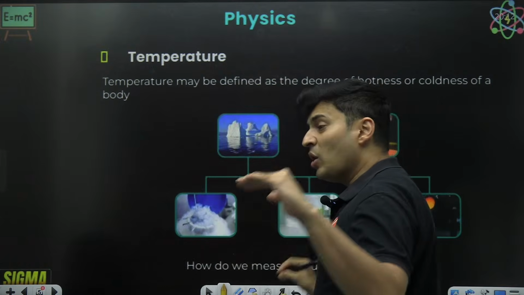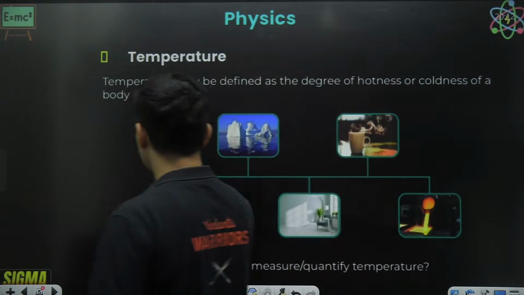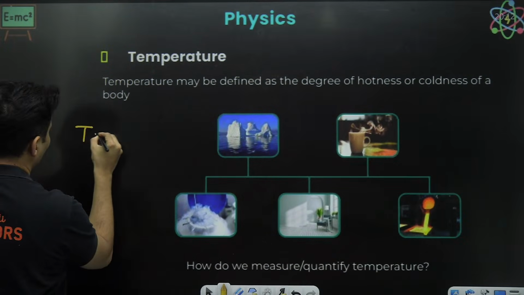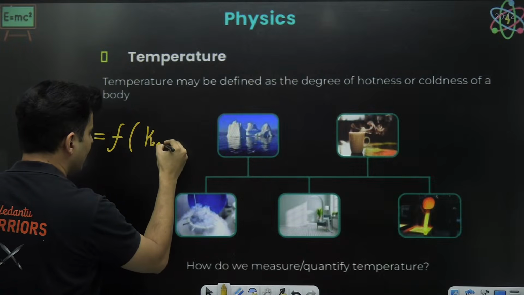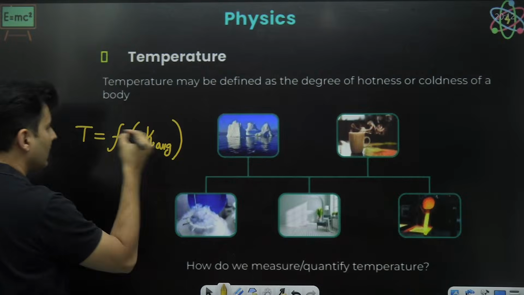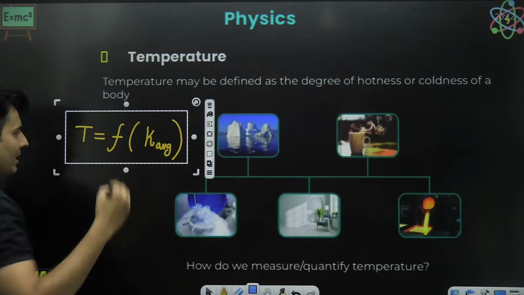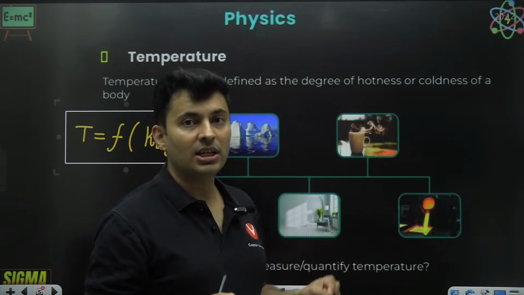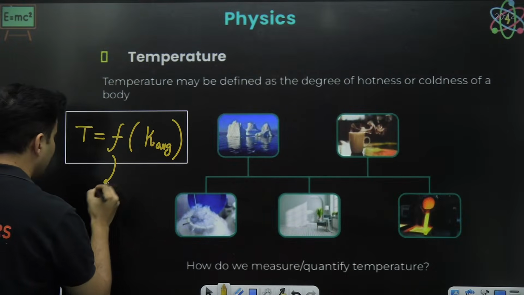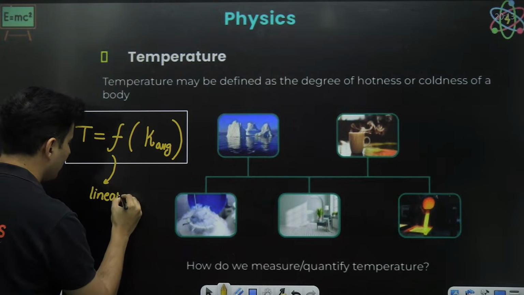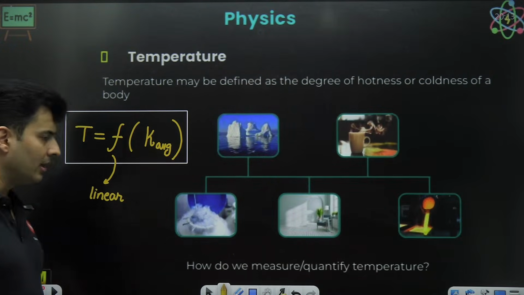but you are now studying for JEE, bro. For JEE, I cannot use those terms. So, actually, temperature is a function of the average kinetic energy of the particles in that body. This is the mathematical way of defining temperature. Very, very important. Keep this in mind. Temperature is a linear function, by the way. It's a linear function, not a quadratic function. It is a linear function of the average kinetic energy of the particles.